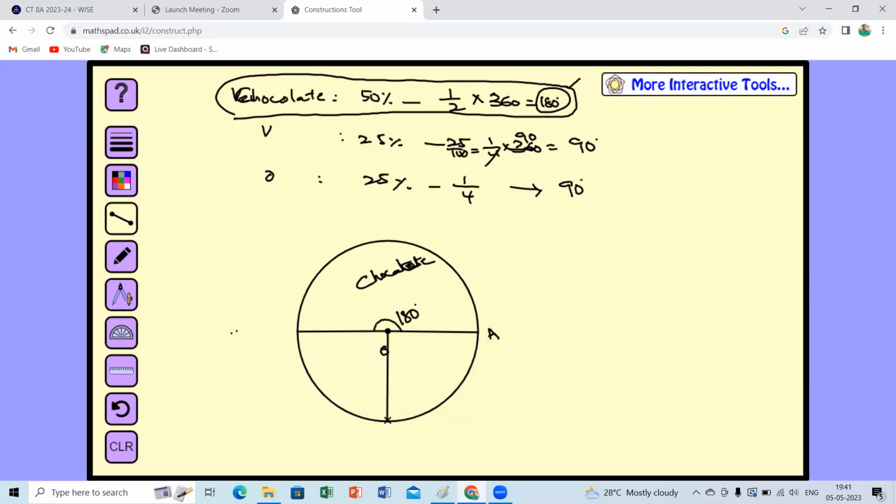This is 90. It's like that you can construct your part, children. But in this case the values are easy because all are half, 180, 90. It's much easier. But suppose it is 10 degrees, how should I construct the 10 degrees? Chocolate, vanilla, and the 90 degrees is others. This is the way you can construct your pie chart.